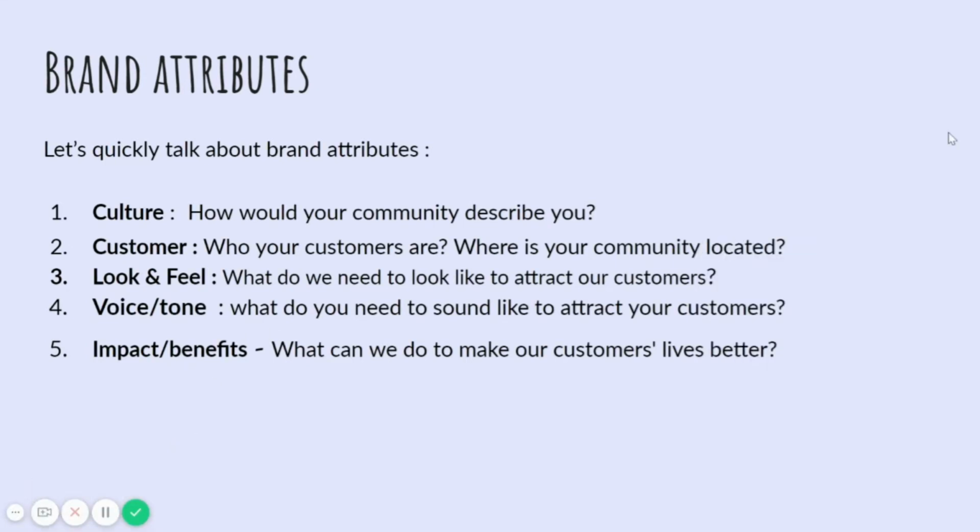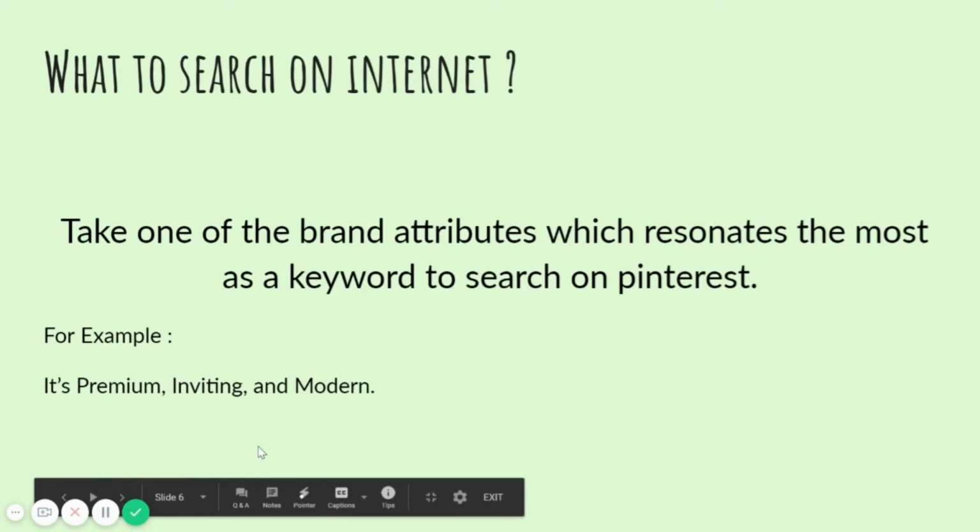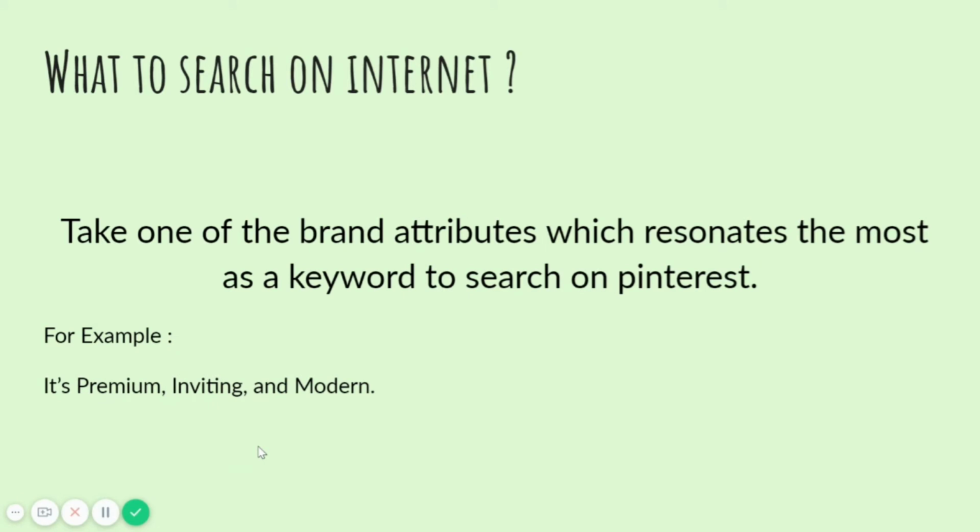Brand attributes is a big concept, a whole concept that we can discuss some other time. But let's right now discuss the mood board. Now you have your brand attributes in place. You have discussed it, and you have finalized it for the brand. For example, it is premium, inviting, and modern for a particular brand.